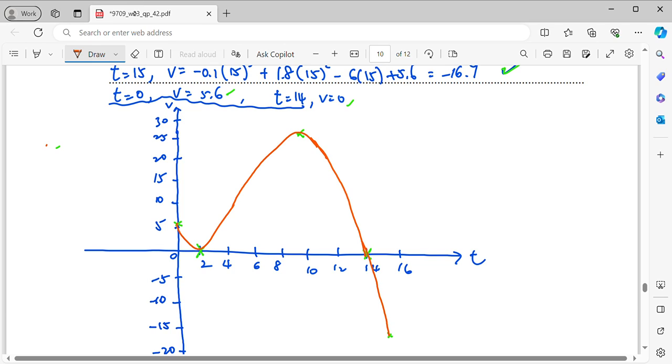Alright, so this is my v equals negative 0.1 t cubed plus 1.8 t squared minus 6t plus 5.6. So done for the graph.